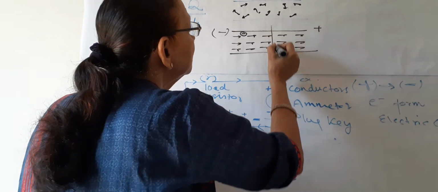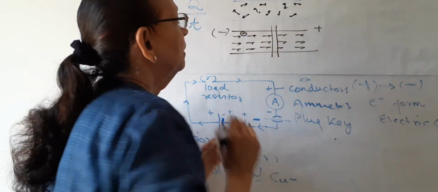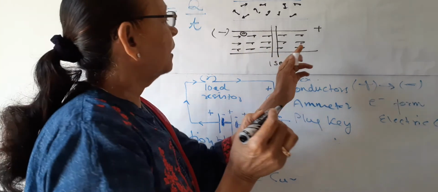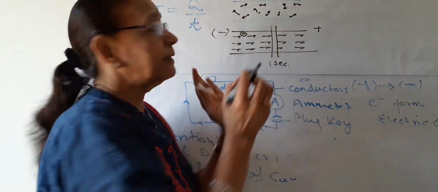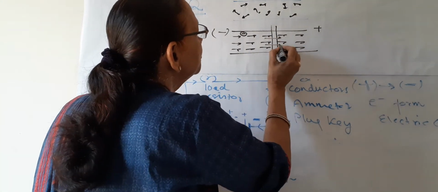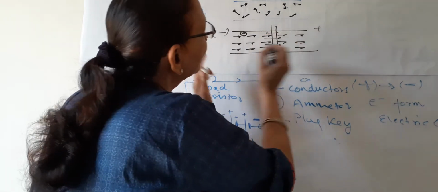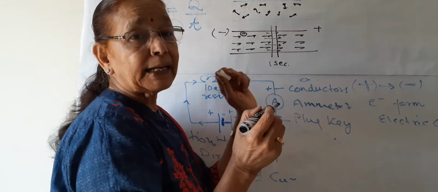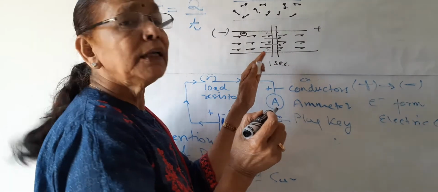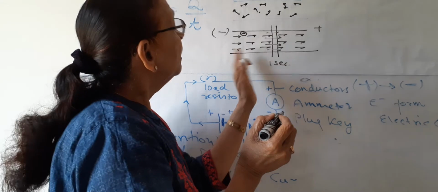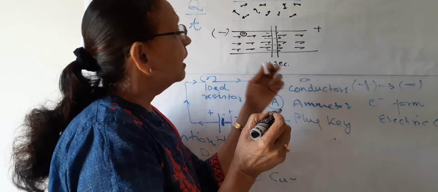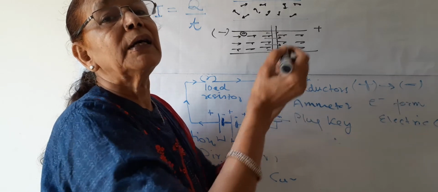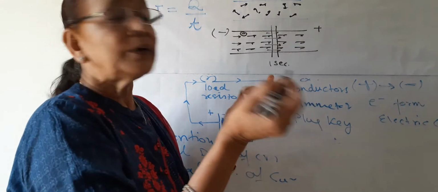Suppose this is the area and we wait for 1 second for electrons to flow through this gap. 1 electron passes, 2 pass, 3 pass. All the electrons are passing through this gap in 1 second. So if we count the number of electrons and the time is 1 second, we can know the amount of electric current. Are you understanding?